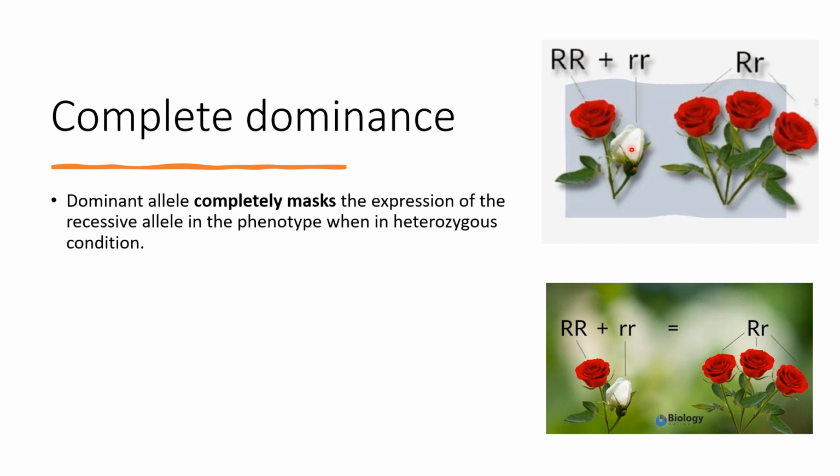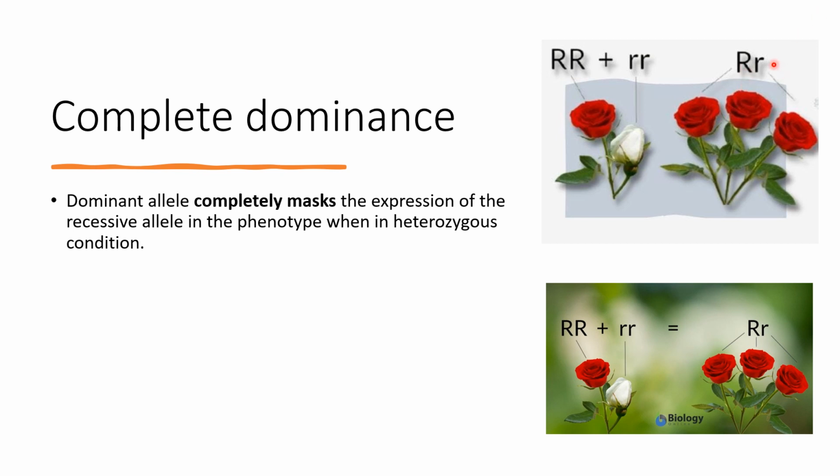Then you take the gamete from this parent, which consists of capital R, and the gamete from this parent, which consists of lowercase r, and you combine them as fertilization occurs. So you are going to have something like this. This is the R from this one, and this is the r from this one. Lowercase, uppercase. At the end of the day, you can see that all the flowers are red because of the dominant allele.